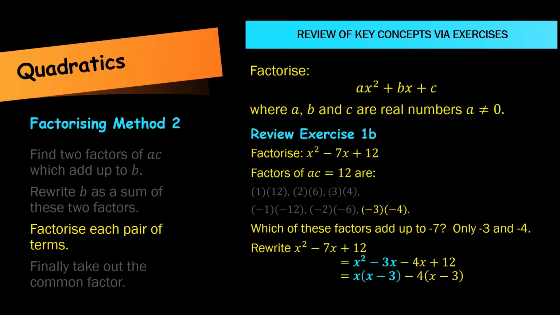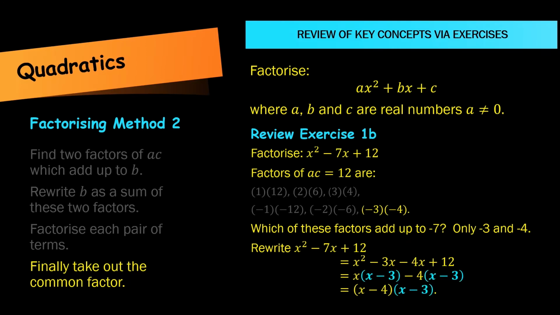So x squared minus 3x becomes x times x minus 3. And similarly, minus 4x plus 12 becomes minus 4 times x minus 3. Take out the common factor, which is x minus 3, and x minus 4 is what remains.